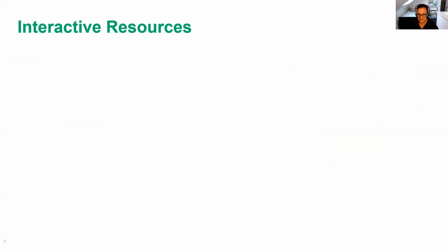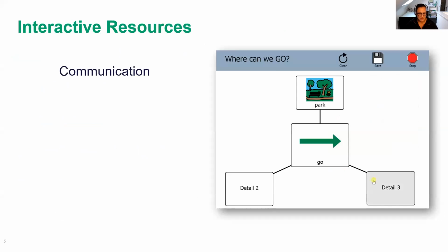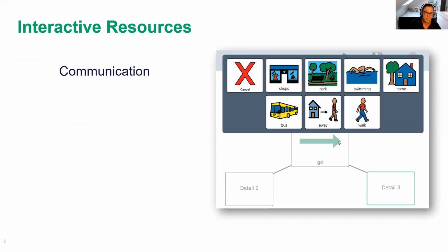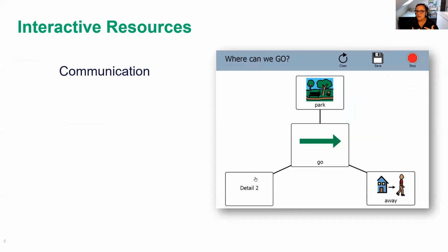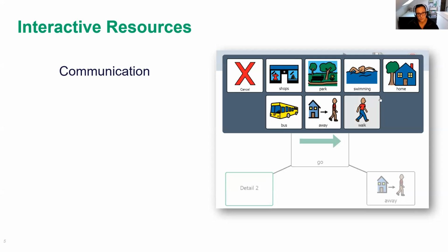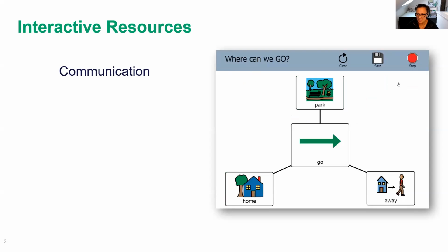But the templates can allow you to do lots of different things. So here you see a template where we're supporting communication and finding words that we can use alongside a core word, go. What are all the places we can go? We can go to the park, we can go away, we can go home. So we can support communication in lots of different ways with interactive templates.